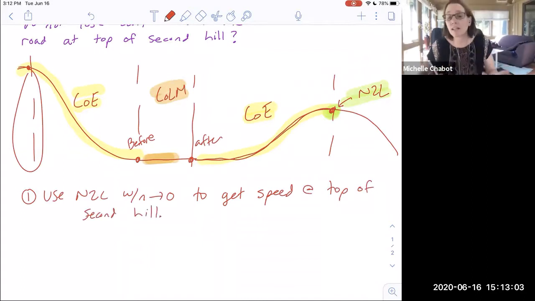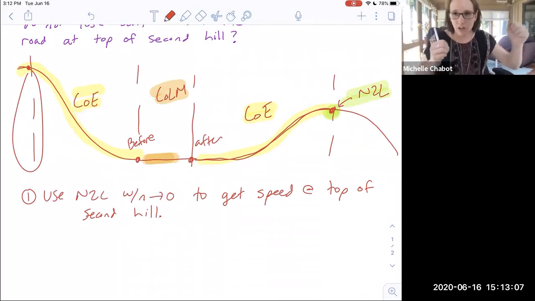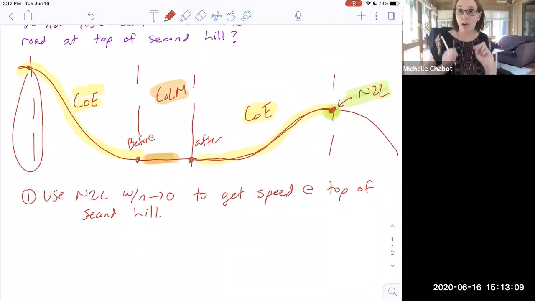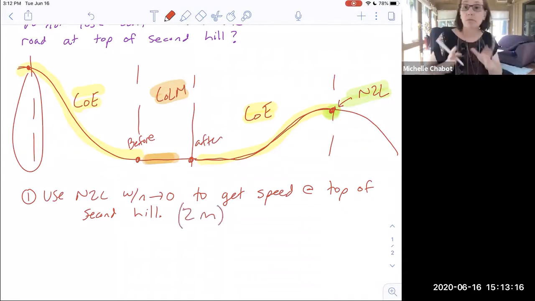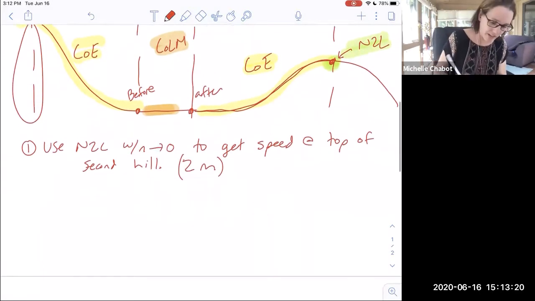Now, I find it very useful to note when I have a collision, whether it's both objects or one object, because then I'm going to remember it later. In this case, the mass is going to be 2m, both objects stuck together. That way I can keep track of it. So that's just a little thing I do.